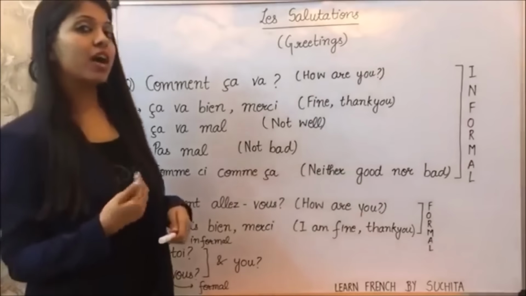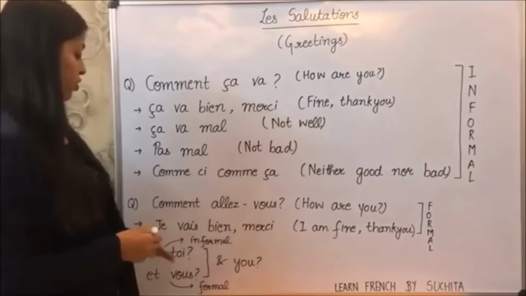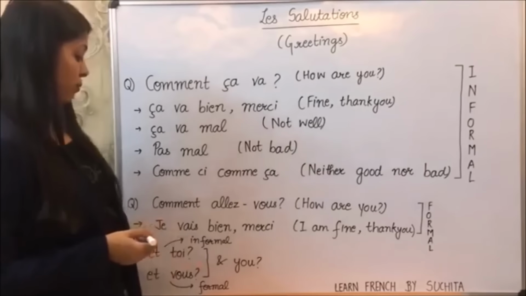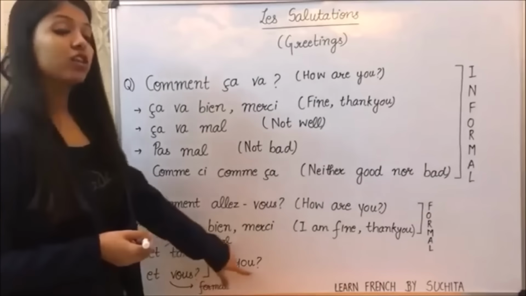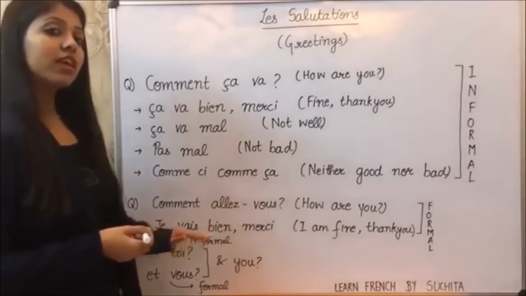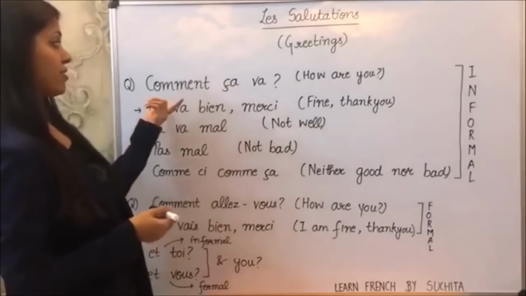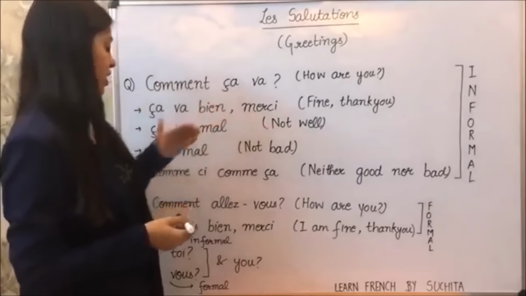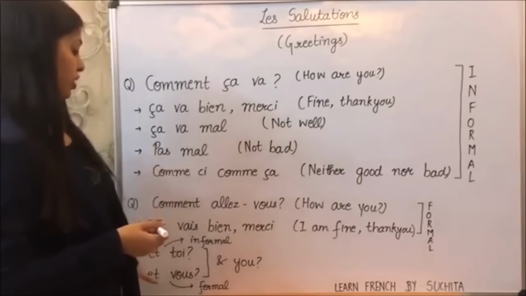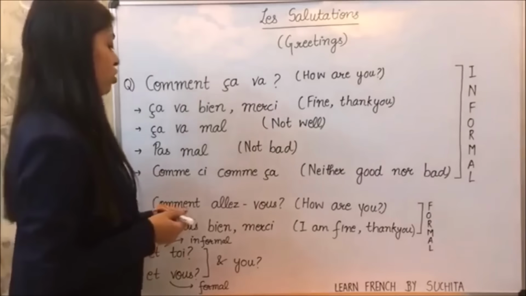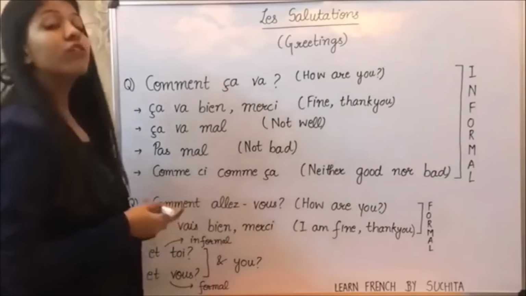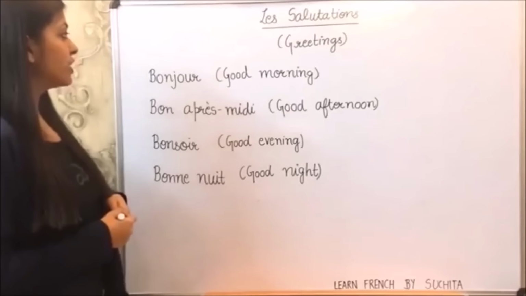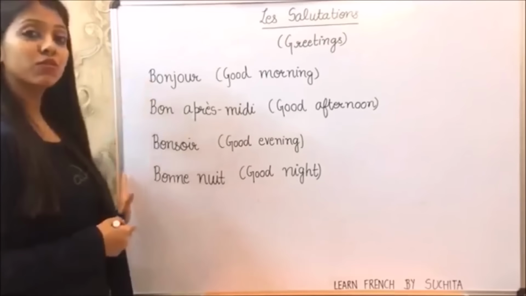Now, if you want to ask the other person how they are, then you can ask et toi or you can ask et vous. The meaning of both of them is and you. But et toi is the informal way of saying. So, for example, if I say comment ça va, the other person will reply ça va bien, merci, et toi? Or the formal way: comment allez-vous? Je vais bien, merci. Et vous?